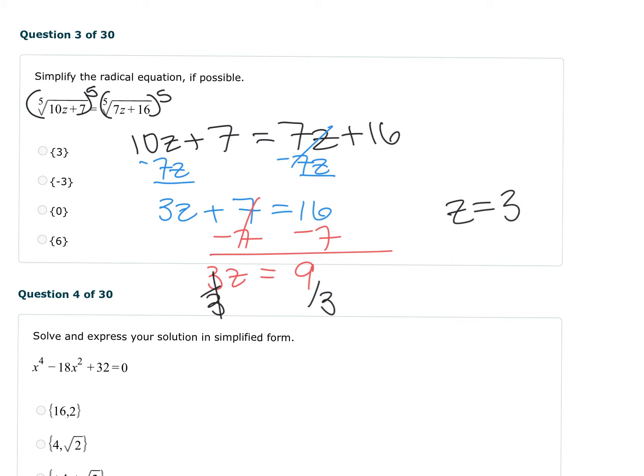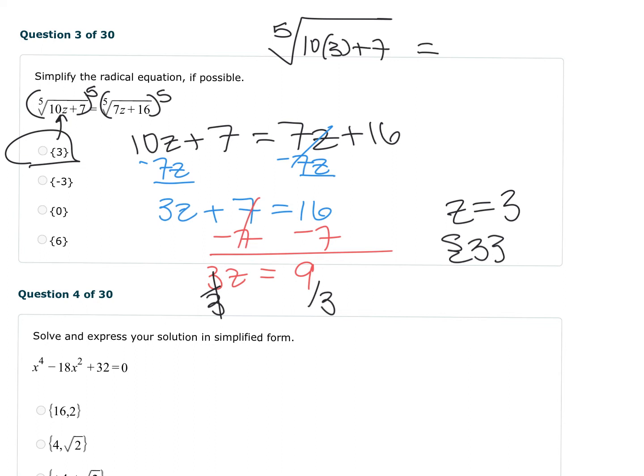9 divided by 3 is 3. So my solution set is 3. And you know what's cool is I could plug this back in to check it, right? So if I plug it back in to check it, it'll be 10 times 3 plus 7 on the left side, and on the right side we'll have the fifth root of 7 times 3 plus 16. Okay, so this is a good way to check it.